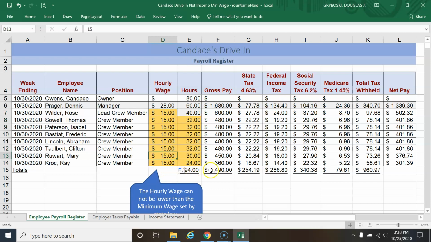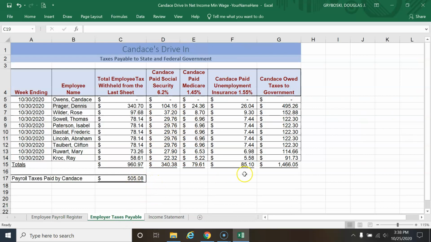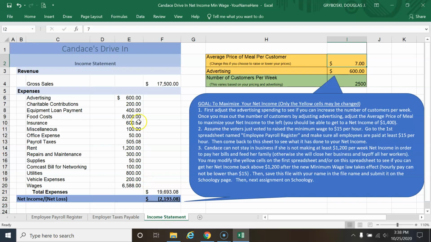Now at those same hours, our total gross pay just went up, which means that's an expense to us, along with this expense, which is a total of all of these that Candace has to pay. So this number went up as well. And then, which means the income statement, so now we've got higher payroll taxes, we've got higher wages, and look at that, the loss went up, a bigger loss.